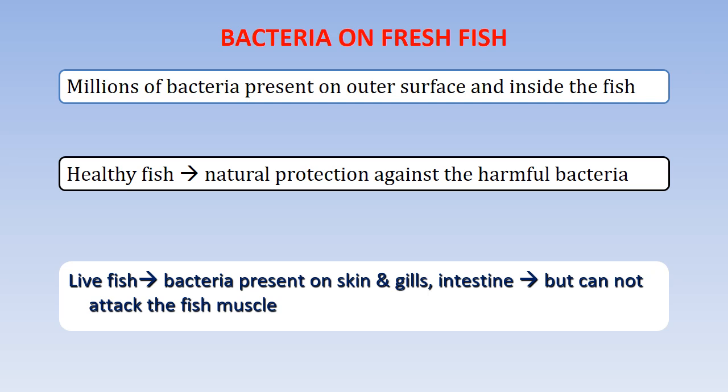Now we will see mainly the bacteria present in the fish, and what is their action on the fresh fish. As we said in the previous one, there are millions of bacteria present on the outer surface or inside the fish, particularly in the intestine. But when the fish is alive and healthy, there is a natural protection against harmful bacteria, a natural defense mechanism. Because of that, no bacteria can act on the fish or no adverse action will take place. That can happen only when there is a failure of defense and immunity, which leads to the start of disease. So in normal healthy fresh fish, the bacteria will remain only on the surface or inside the GI tract. It will not have any effect. So in live fish, bacteria are present on the skin, gills and intestine, but cannot attack the fish muscle.